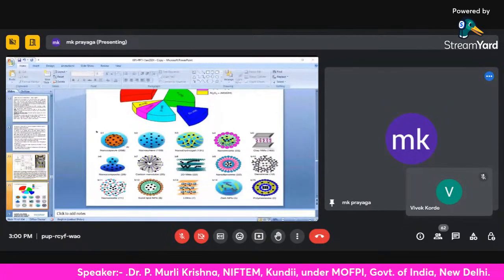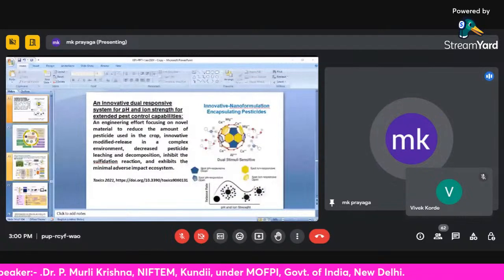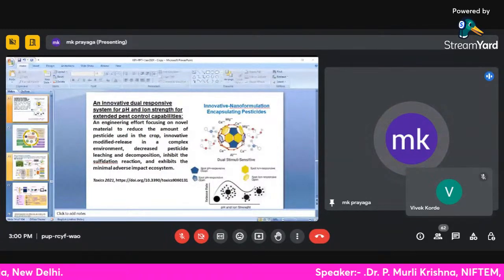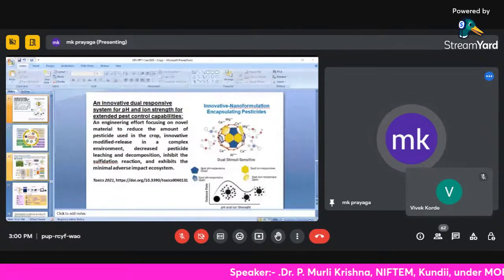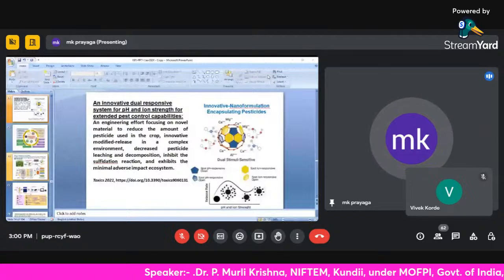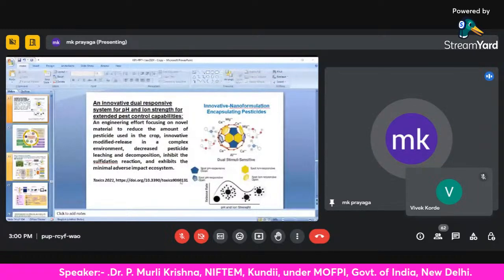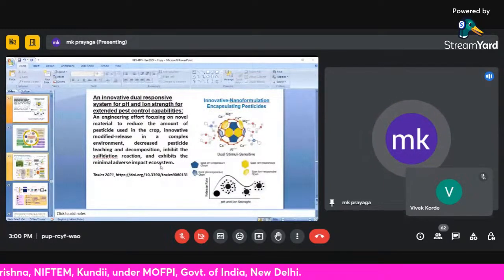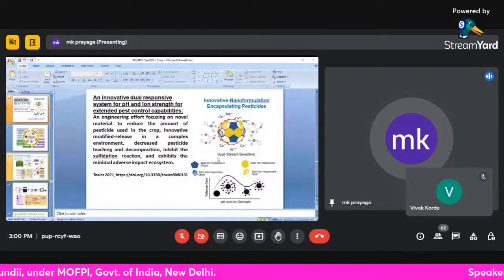So after that, in future you may find a combination of these fertilizers as well as pesticides also. This is encapsulated material, not only a single material like urea, but a combination of materials like magnesium, calcium, micronutrients. They are combined and proposed as dual stimuli sensitive materials for the crops.